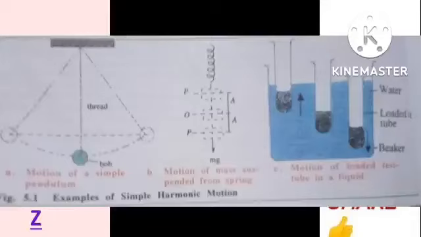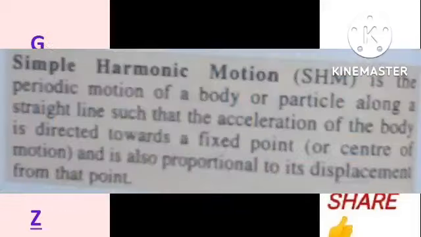Now what is common with these three motions is that it is a regular and repeated motion. So each of these is termed simple harmonic motion because they are simple motions of objects that are repeated and regular. Now if we were to formally describe simple harmonic motion, it would be called the periodic motion of a body or particle along a straight line such that the acceleration of the body is directed towards a fixed point and is also proportional to its displacement from that point.